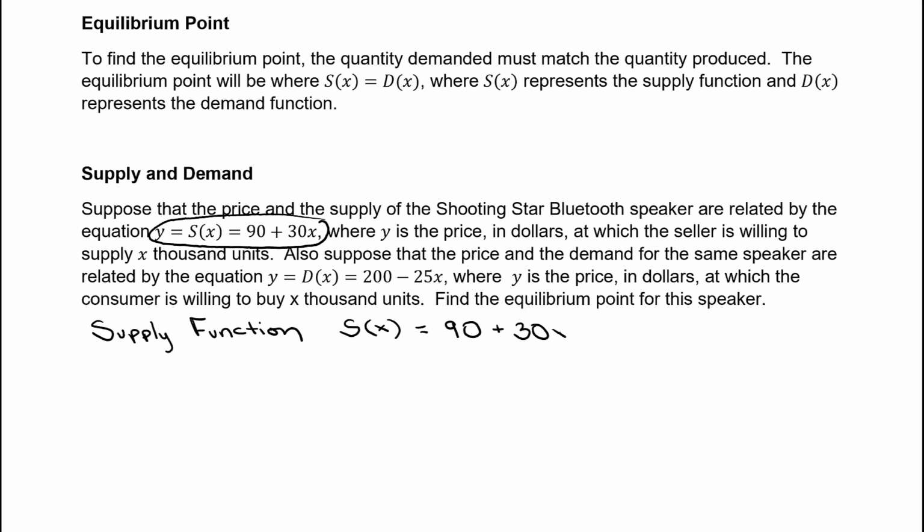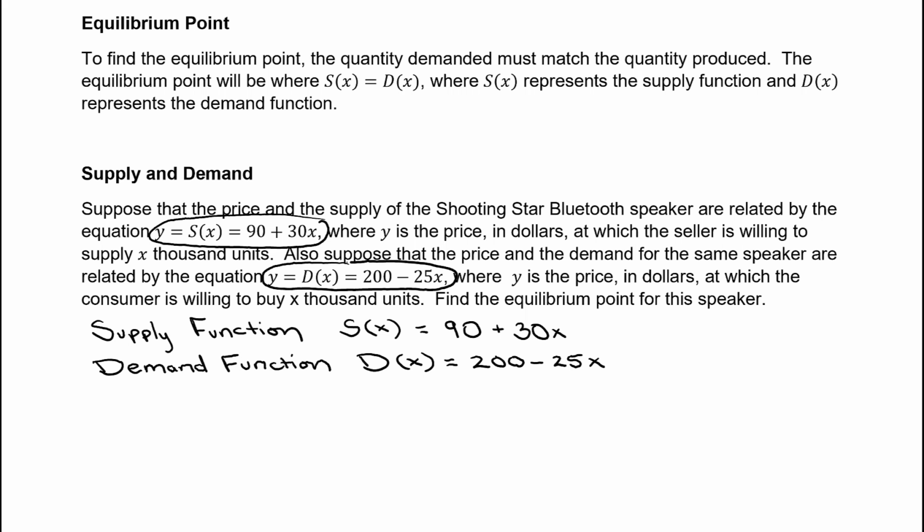Now, if you recall from our definition of equilibrium point, it said that in order to find the equilibrium point, we need to find where S of x equals d of x. So I'm now going to write down the demand function. I'm going to write down the words demand function, and after that I'm going to write down the equation that represents the demand function, which is d of x equals 200 minus 25x. And I forgot to circle that equation where it was in the problem, so I'm going to go back up to the problem and I'm going to circle where you can find that equation.